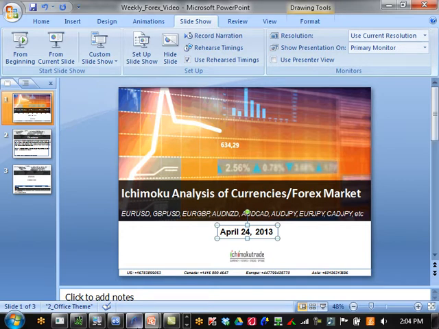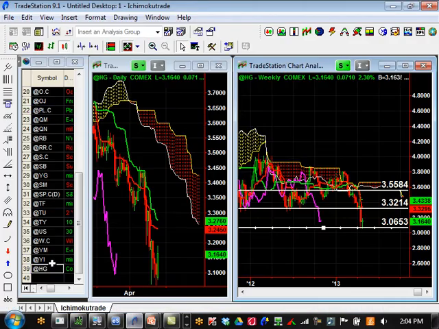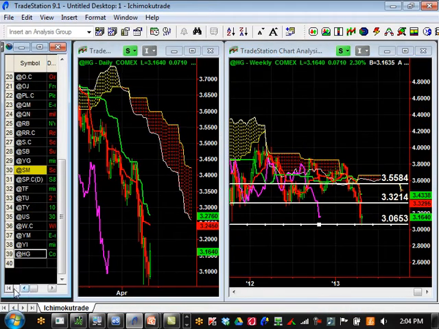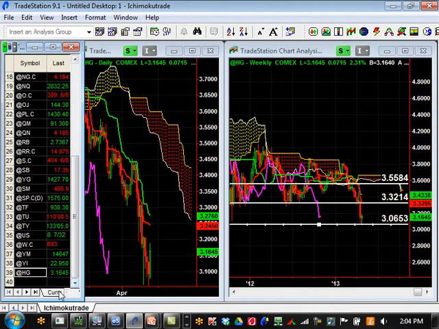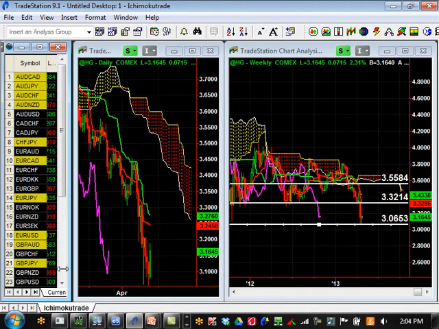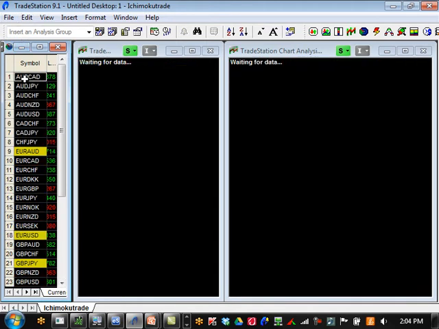Okay, so let's begin and let's start looking at currencies. I'll shrink this down. So let's start looking at Australian CAD.